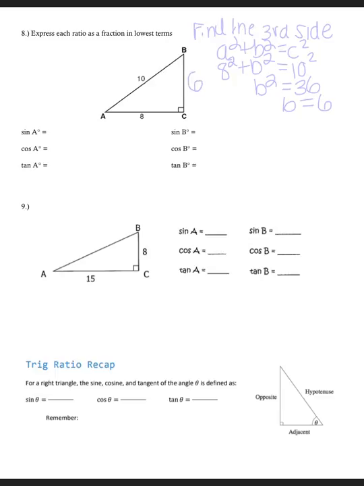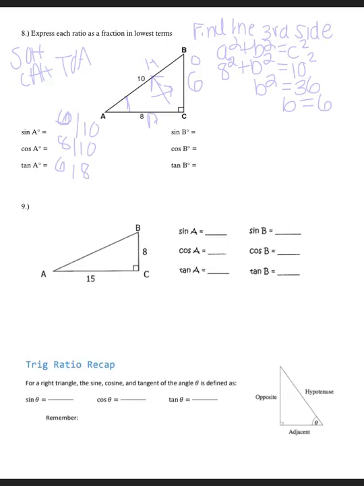Okay, so now first they want me to find sine A. So I'm going to mark up angle A. Now we know that's going to be my opposite. That's going to be my hypotenuse. This is going to be now my adjacent. At the top, we know it is SOHCAHTOA. So sine is opposite over hypotenuse, so that is 6 over 10. Cosine A is adjacent over hypotenuse, so 8 over 10. And then the tan of A is opposite over adjacent, so 6 over 8.